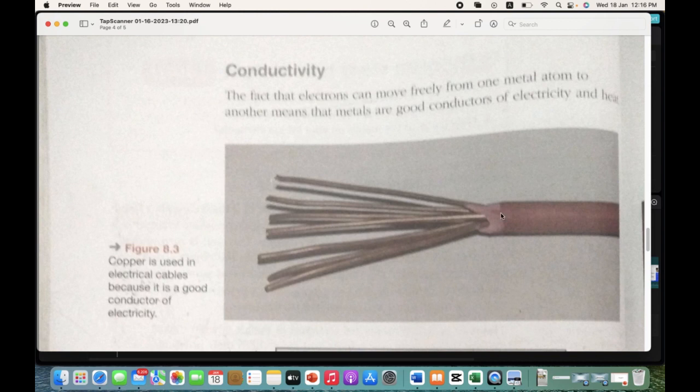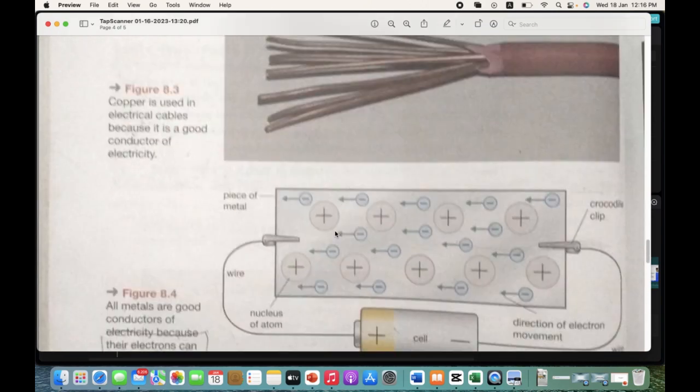This is a good example of a metal. The plastic covering it is an insulator covering the real metal inside. The metal is the conductor. It carries electricity and can conduct heat as well.